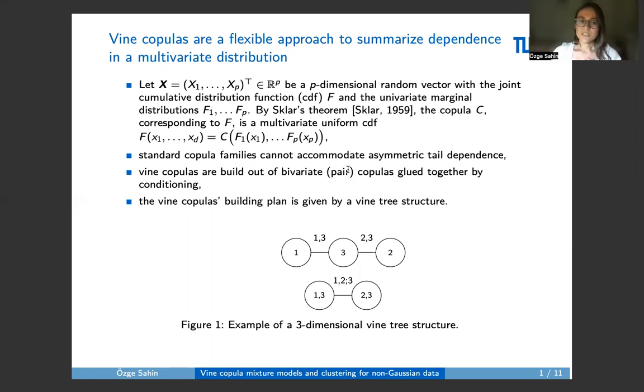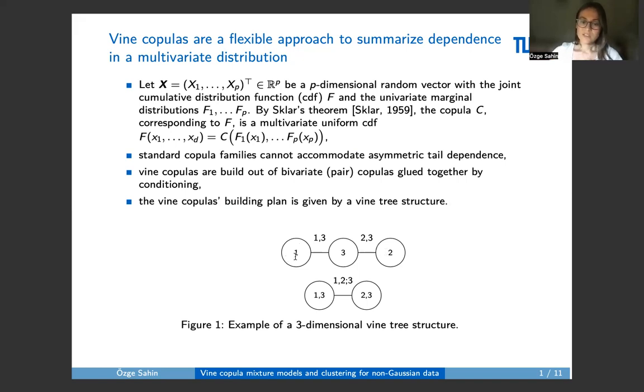There are many standard Copula families, but they cannot accommodate asymmetric tail dependence in the data. Therefore, to make them more flexible, vine copulas are proposed, built out of bivariate copulas glued together by conditioning ideas, and their building plan is given by a vine tree structure. Let's look at Figure 1, where we see the three-dimensional vine tree structure. You can imagine as if you have three variables in your clustering problem.